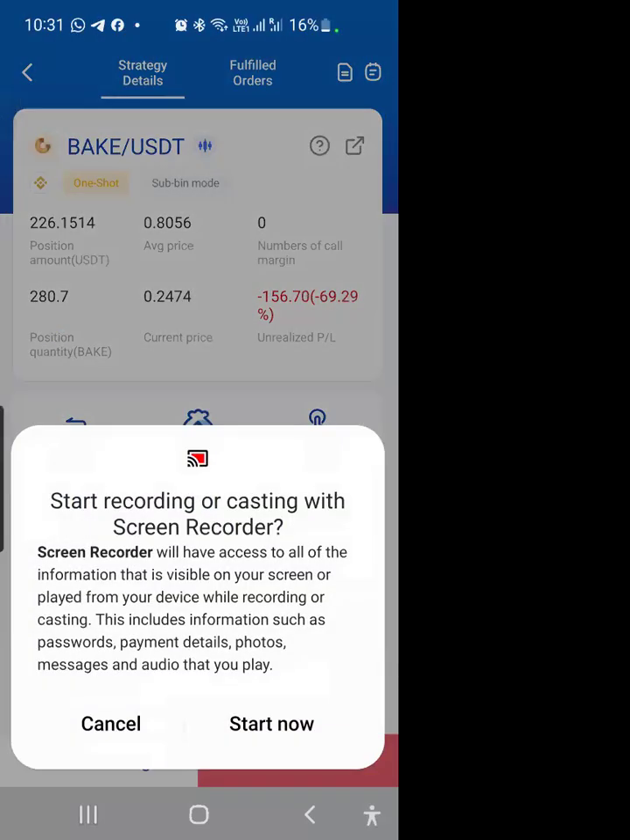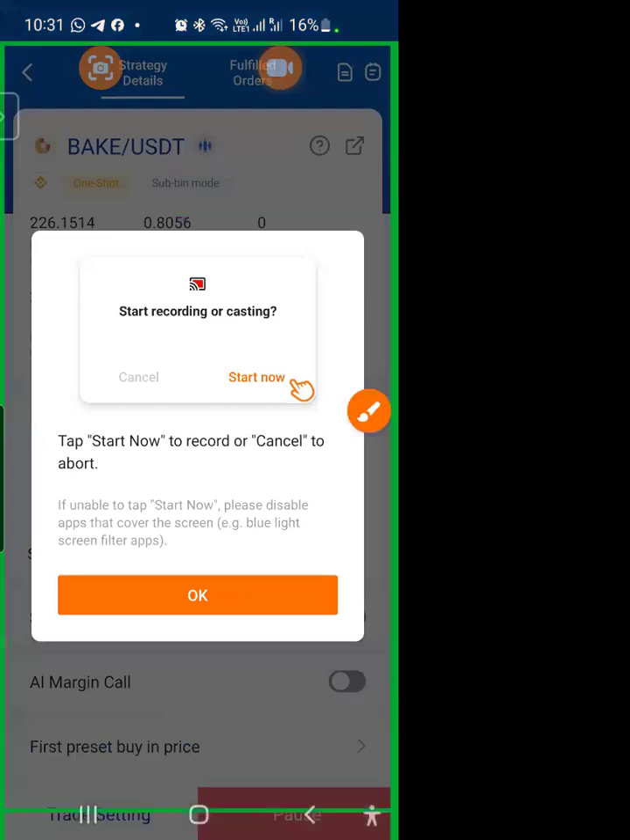You enter the coin. I don't want to record. I don't want.